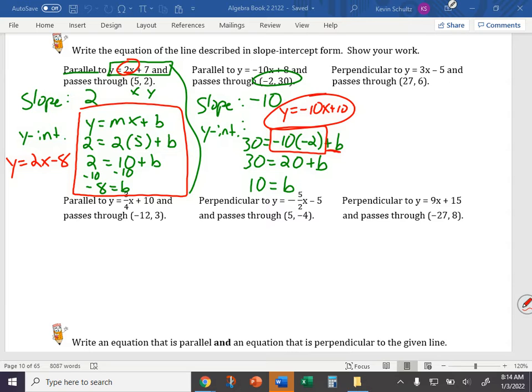Okay? The next one: perpendicular to y equals 3x minus 5 and passes through 27, 6. What's the slope of our line going to be here? Sophie? Negative 1/3. Okay, here we have that perpendicularity. The slope of the given line is 3 over 1. We want to flip that fraction and then change its sign. So 3 over 1 becomes negative 1 over 3.